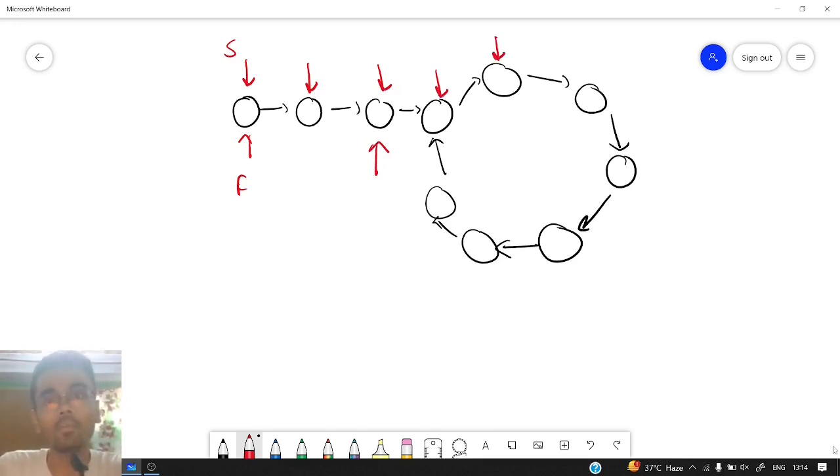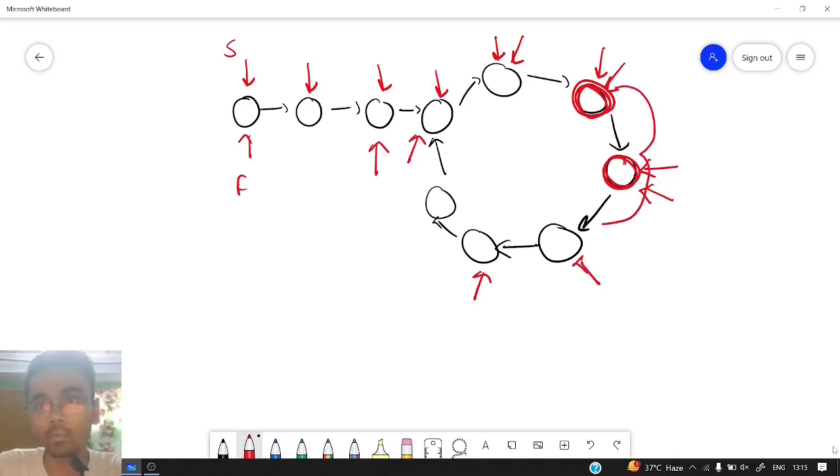Now slow pointer will move one step and fast pointer will be here. Now slow pointer will be here and fast pointer will be here. Again slow pointer will be here and fast pointer will be pointing here. In the next iteration slow pointer will move here, and since fast pointer is here, it will move 2 steps and come here. Now this is the node where both slow pointer and fast pointer are meeting. That means there is a loop or a cycle in this linked list, and we can also see that yes, there is a cycle in the linked list. So we have detected the cycle.